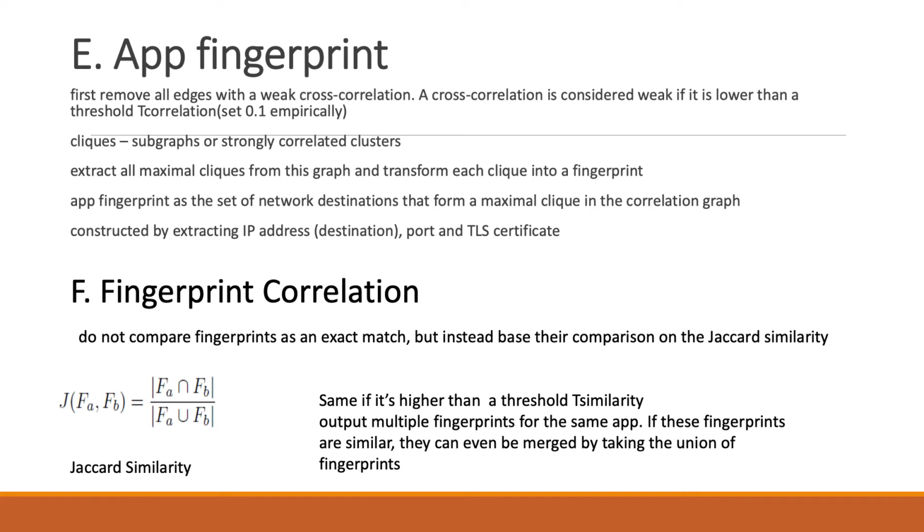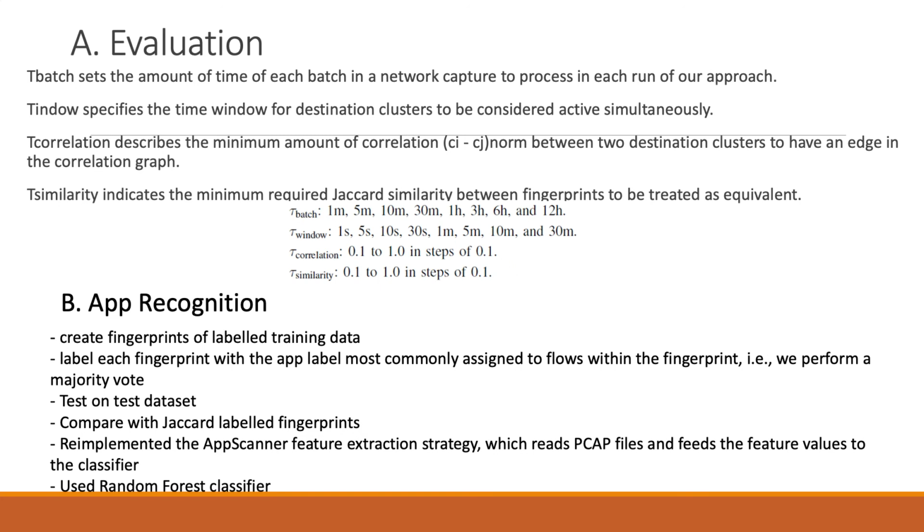That uses Jaccard similarity. So FA and FB are two fingerprints, and this similarity is given by the ratio of the intersection to the union to show similarity. And if it's above this threshold, this means these fingerprints are the same and they belong to the same application.